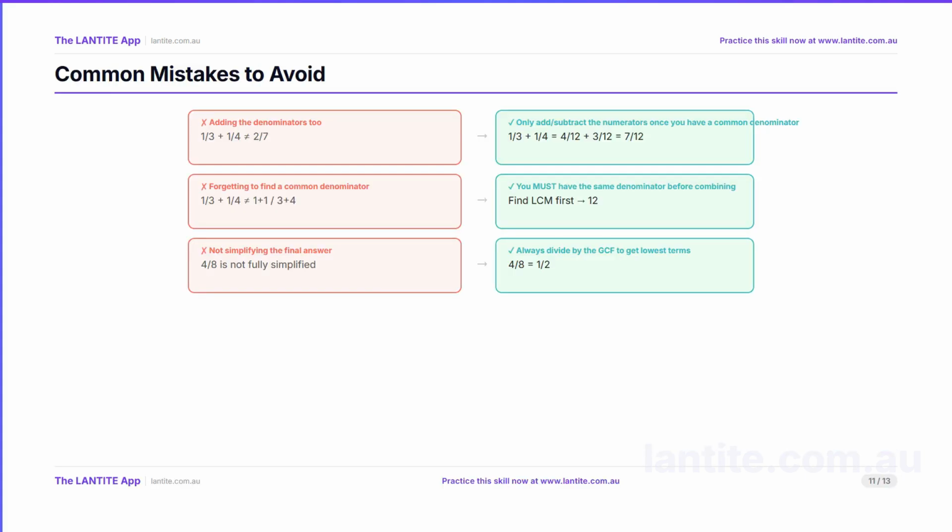Let us go over the most common mistakes students make with fraction addition and subtraction. The biggest one is adding both the numerators and denominators. 1/3 plus 1/4 is not 2/7. You must find a common denominator first. The second mistake is skipping the common denominator step entirely and just adding the numerators across different denominators. And the third is forgetting to simplify. Always check whether your numerator and denominator share a common factor.